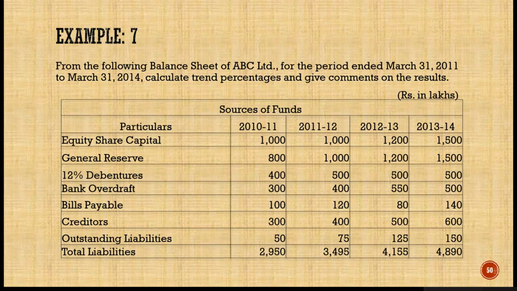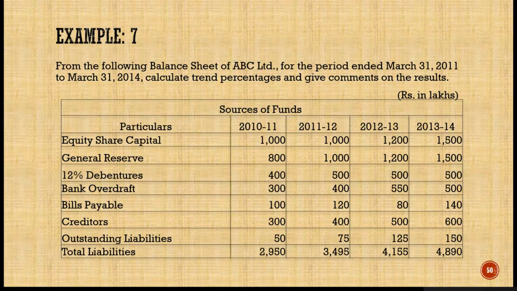The first statement here is sources of funds. Now we know that balance sheet is presented in the form of two statements. First is sources of funds statement and second is application of funds statement. Sources of funds statement indicates the liability side and application of funds statement indicates the asset side.